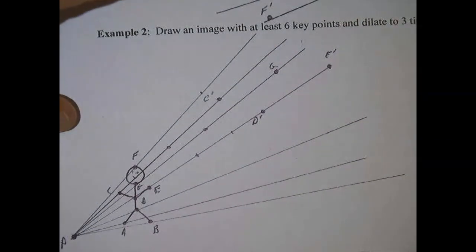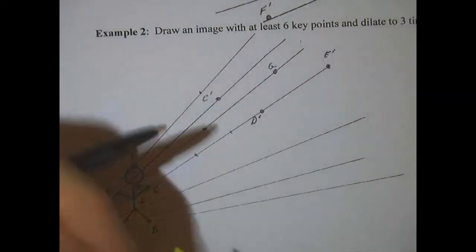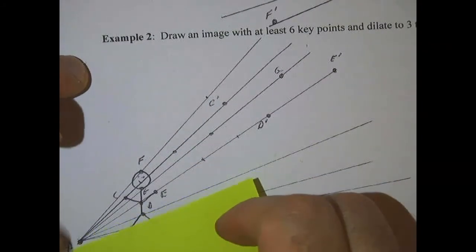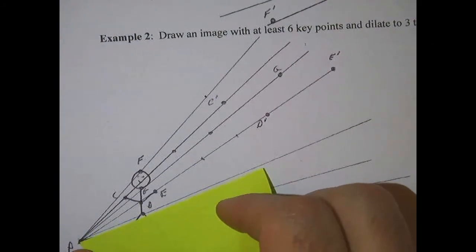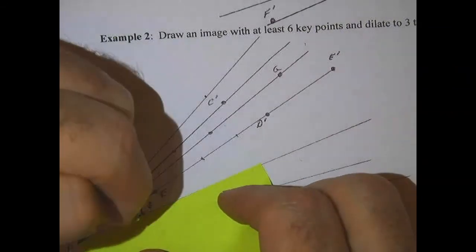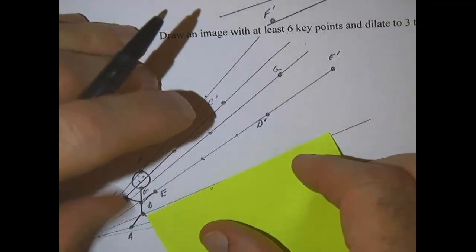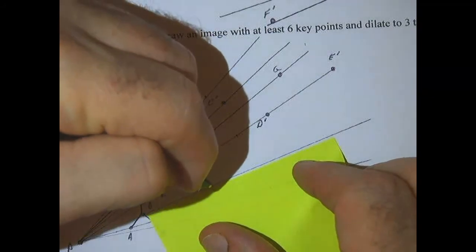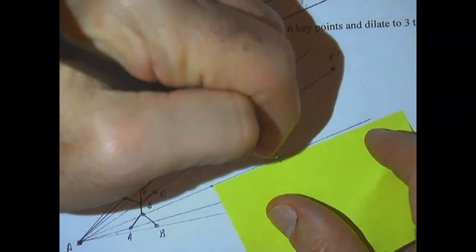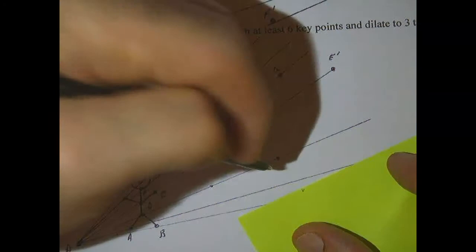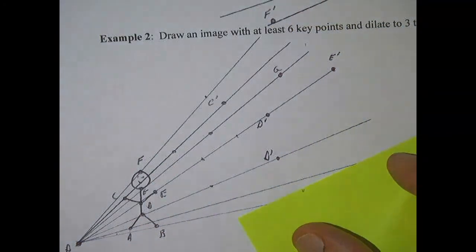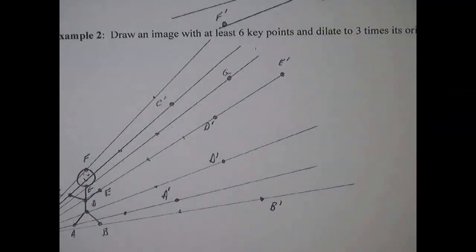All right, let's see what we get. Let's keep going. Let's get D prime. I think I'll use this side of the paper now because I'm already forgetting which one is which. So D prime is this far. So I go there and there. So there's my D prime. I'm going to pause the video. Okay, I've got all of my points.